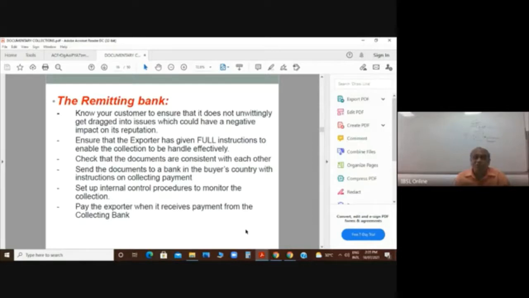Send the documents to a bank in the buyer's country with instructions on collecting payment. Set up internal control procedures to monitor the collection. Pay the exporter when it receives payment from the collecting bank.